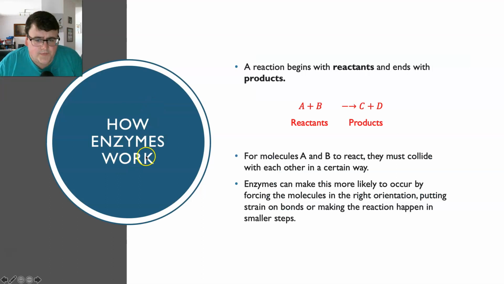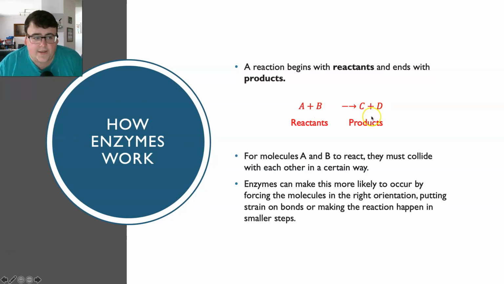How enzymes work. For those of you that don't do chemistry, you may not know how a chemical reaction occurs. You always start with reactants, and you always finish with products. So these are the 2 things that are going to react together to create this. For molecules A and B to actually bond together and react together, they have to collide in a certain way so that they'll fit together and the reaction will take place. That's the only way we can get C and D.